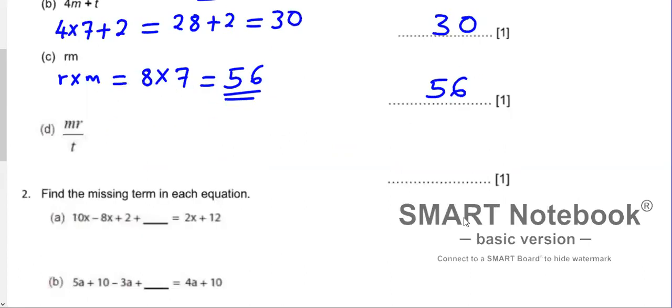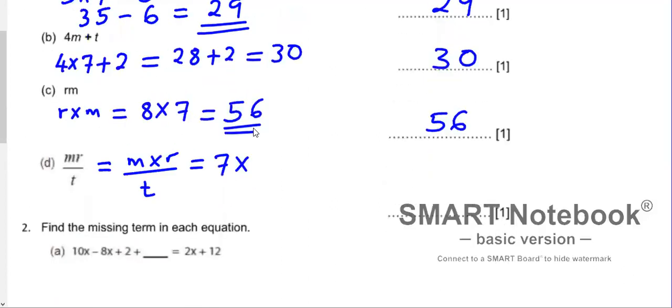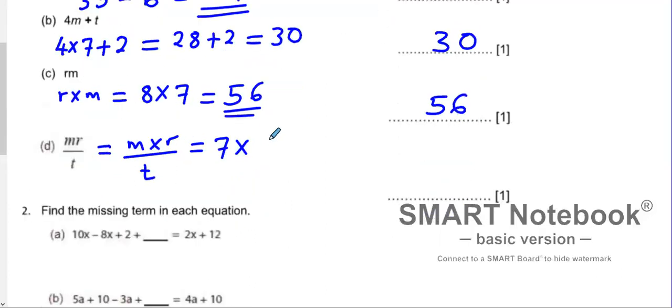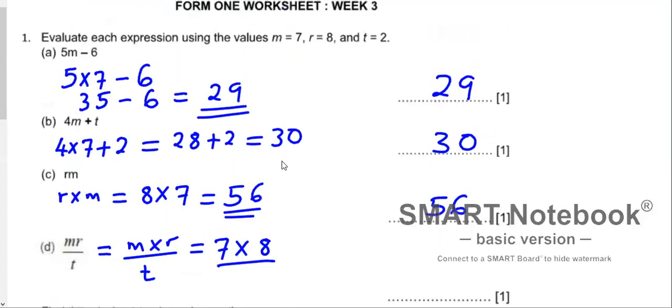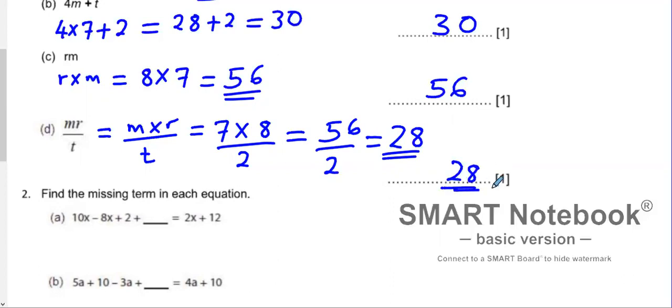Keep going, m times r. So m times r divided by t, let me check, m is 7 times r is 8, divided by t, t is 2. So this will be giving you 7 times 8 is somewhere around 56. When you divide by 2, you'll get somewhere around 28. So you write 28 somewhere there.